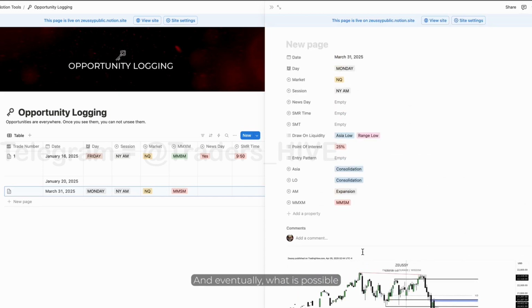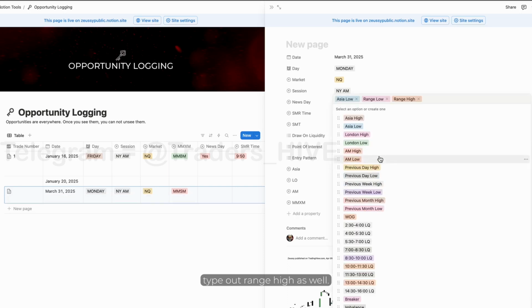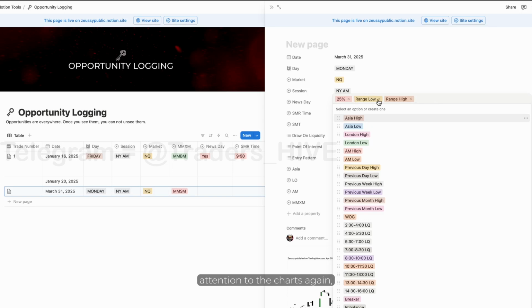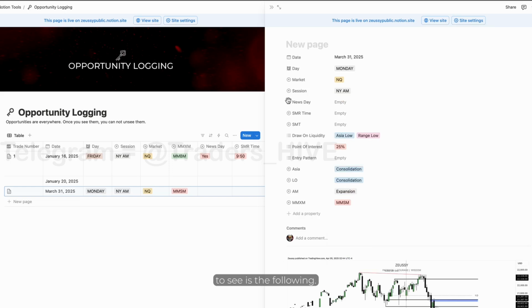And eventually, what is possible is that as we proceed with the future parts of this model series, I will show you how to log more specific variables within these databases, and we might actually add some variables here and there. What I'm just going to do is type out range high as well, and the reason why is because that's an important log. And next at point of interest also 75% range low, range high. Now, when we pay attention to the charts again, what I would like you to see is the following.